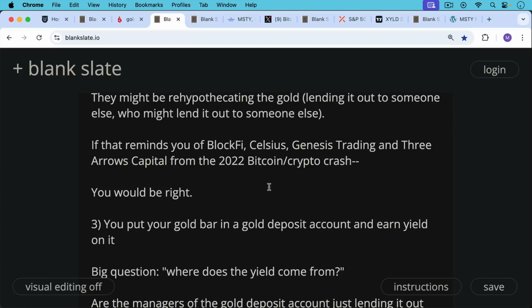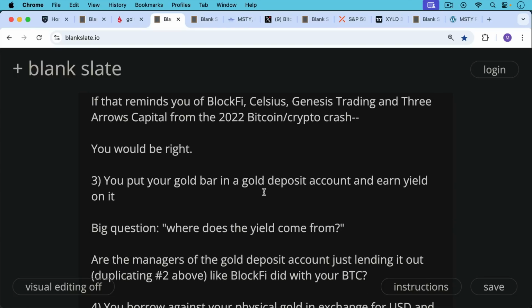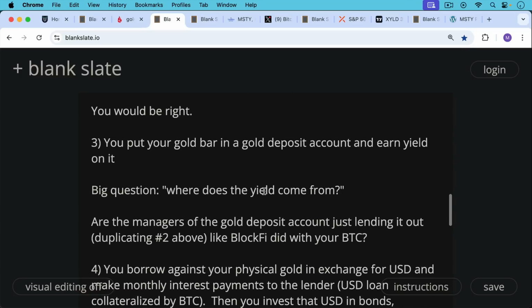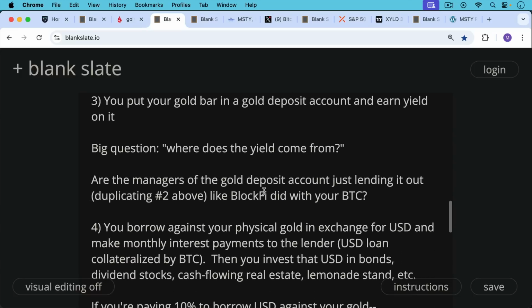Number three way of generating income from gold. You put your gold bar in a gold deposit account and you earn yield on it. But this is like number two. It has the same problem. And the big question to always ask here is, where does the yield come from? Are the managers of the gold deposit account just lending it out, duplicating number two above, like BlockFi did with your Bitcoin?